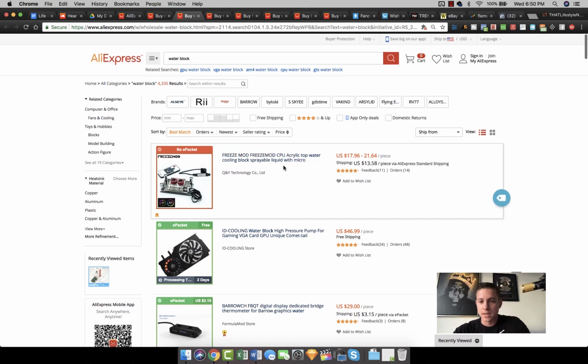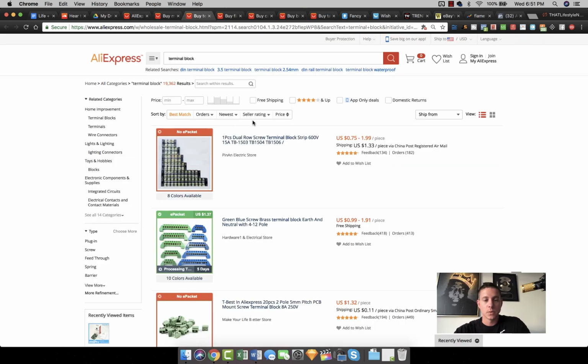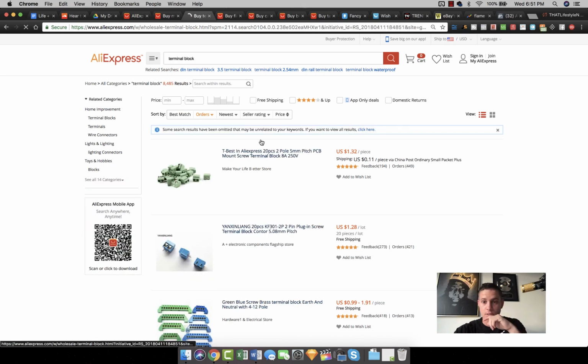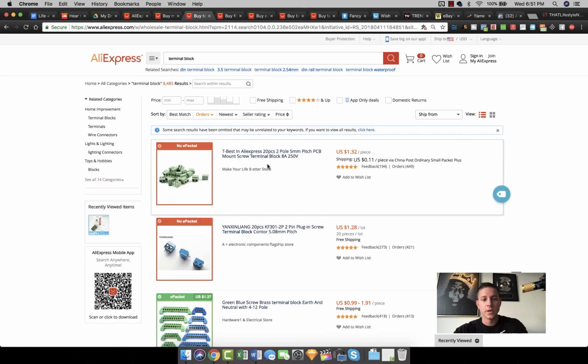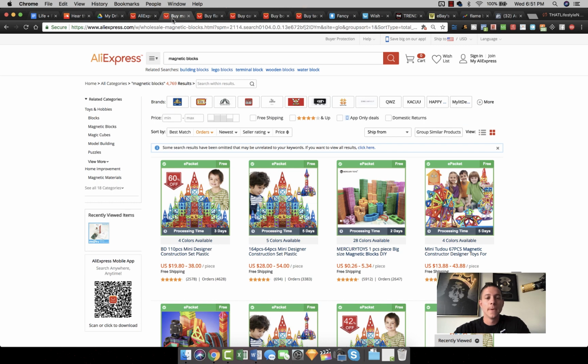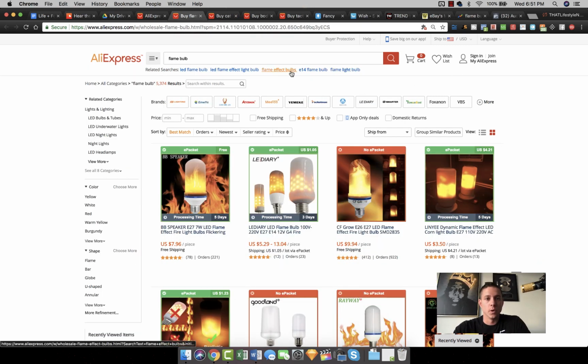And so what we see here is not a lot of orders on this one, on water blocks. And it doesn't look like a ton of orders, 449, on terminal blocks either. So obviously magnetic blocks is significantly more popular than the other two. And so this is definitely one that I would look into a little bit more.